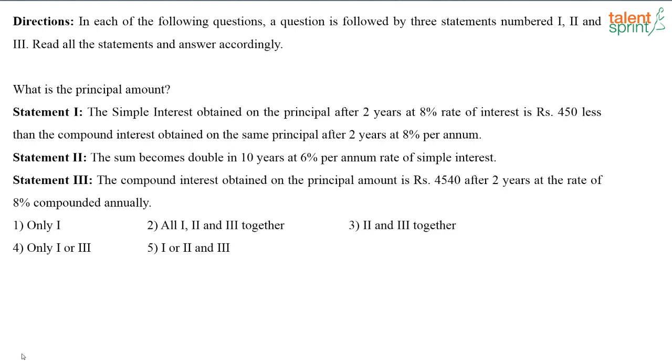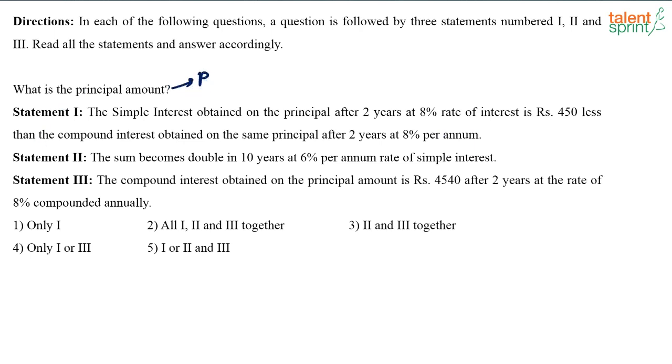What is given here? What is the principal amount? So you have to find out the value of P. Now what does statement 1 say? Statement 1 says that the simple interest obtained on the principal after 2 years at 8% rate of interest is 450 less than the compound interest obtained on the same principal after 2 years at 8% per annum. So you have to find out what is P.